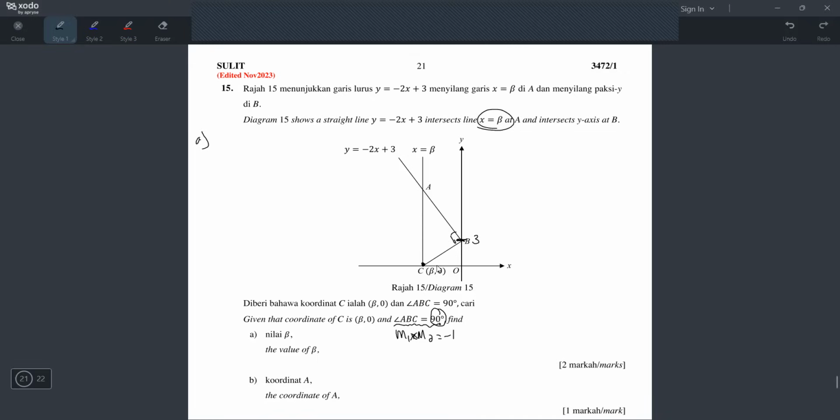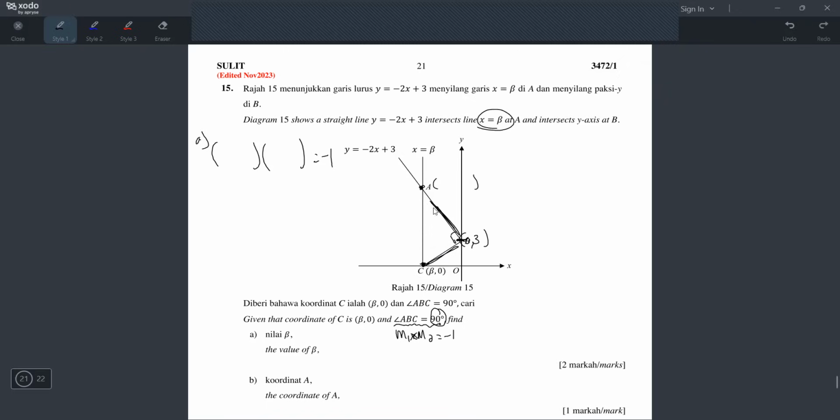Let's see. Beta is here. So this is beta. So point A, but I don't know this point. Okay, can I use gradient to find? Can I use the m1, m2, -1 formula? Yes, right. But which gradient? BC and AB gradient times together is -1. But what is point B? (0, 3). What is point C? (Beta, 0). What is point A?